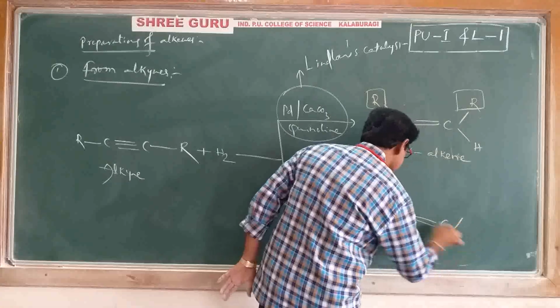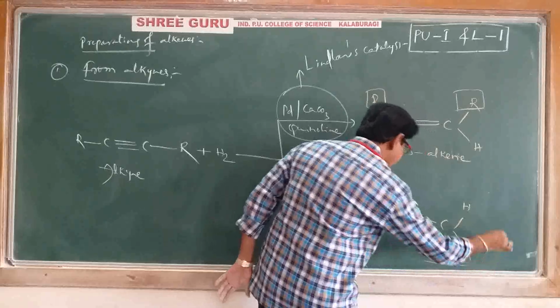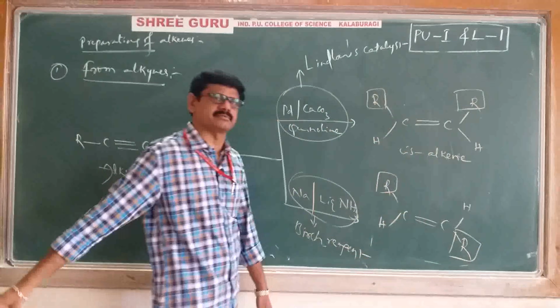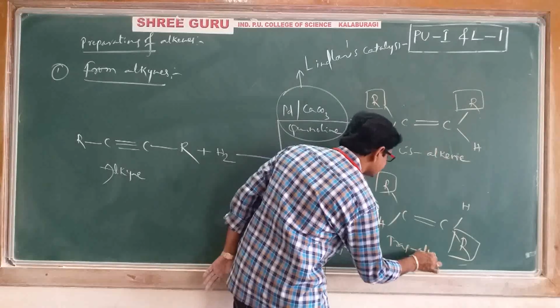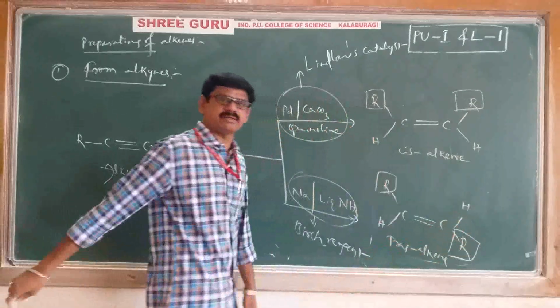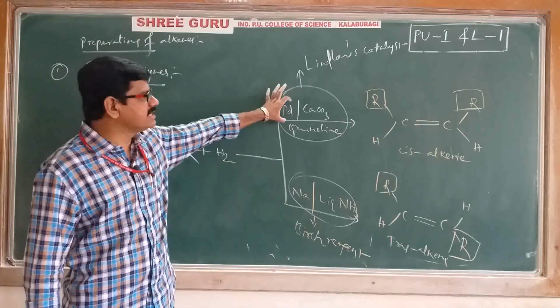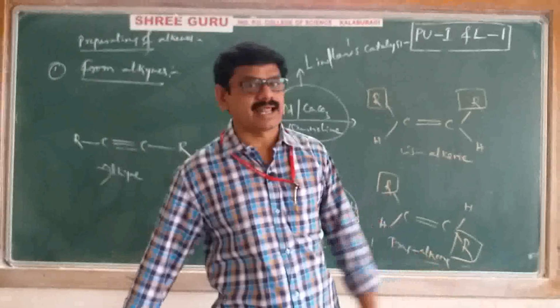Carbon-carbon double bond. See here, both alkyl groups are opposite to each other across the double bond. That's why it is called a trans-alkene. This you have to remember: when we get a cis-alkene and when we get a trans-alkene. In the presence of Lindlar's catalyst, we get a cis-alkene. In the presence of the Birch reagent, we get a trans-alkene.